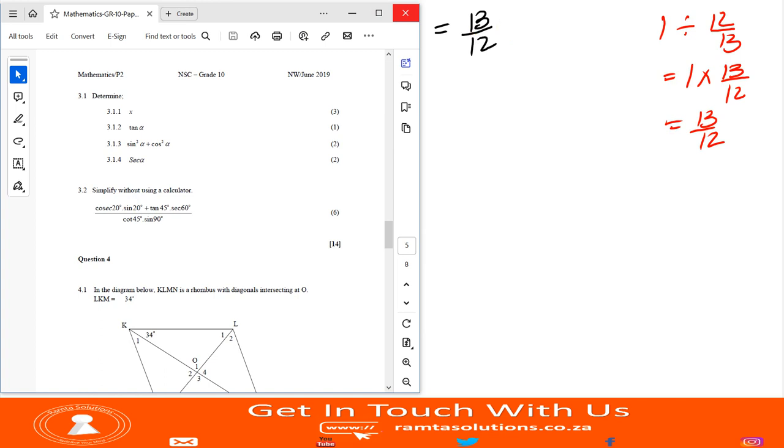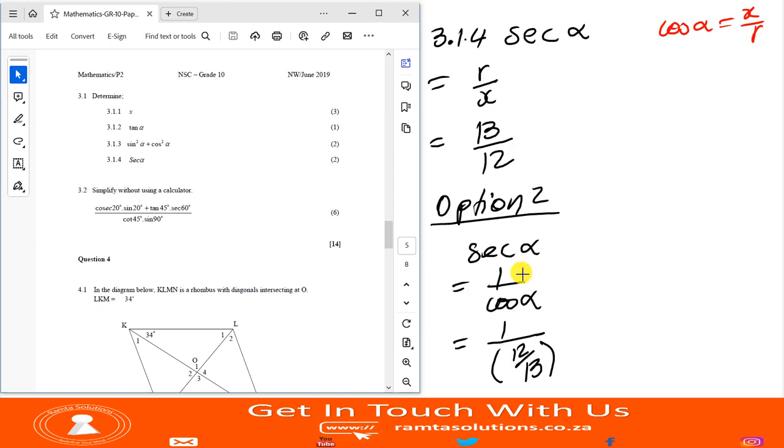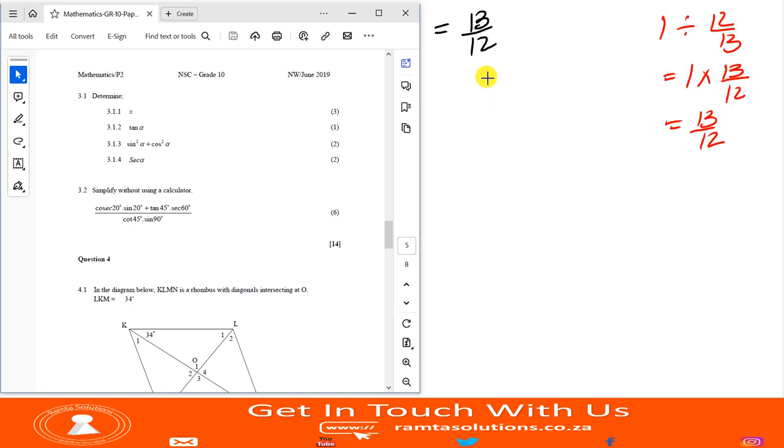So as you can see, let me go back. We say sec alpha is 1 over cos alpha. Then 1 over, what is cos alpha? Cos alpha is adjacent over hypotenuse. So our adjacent was 12. So this is 12 over 13. So 1 divided by 12 over 13 is 13 over 12. All right? And that's how we roll.